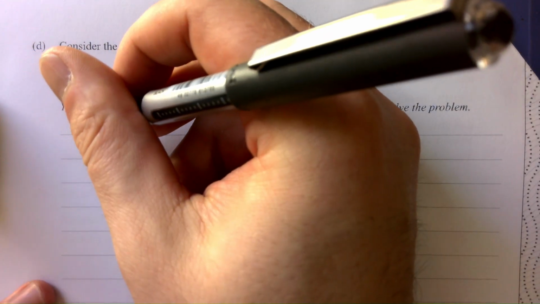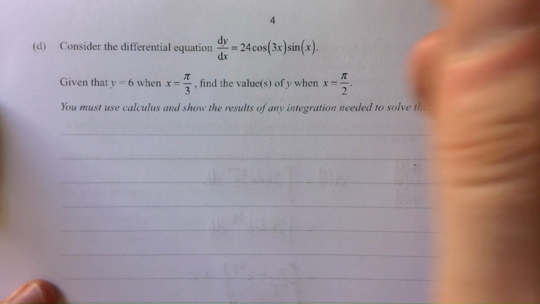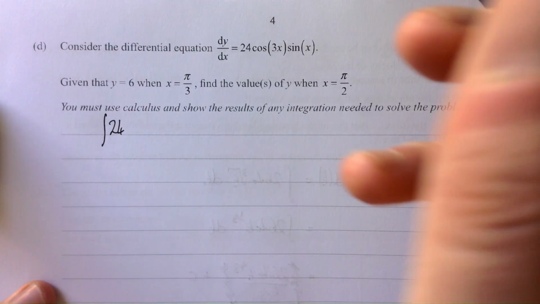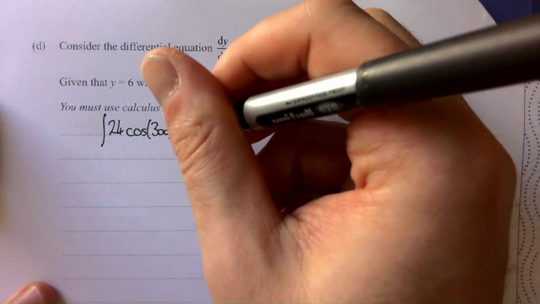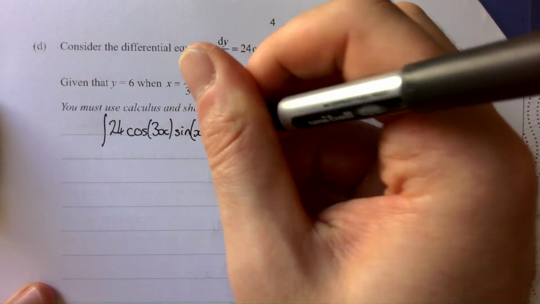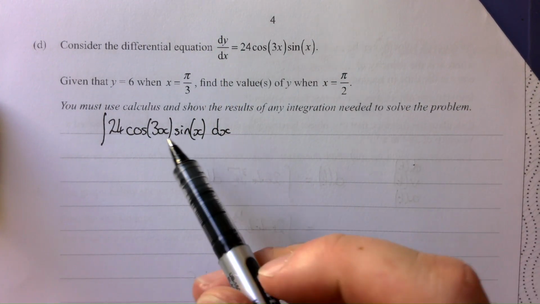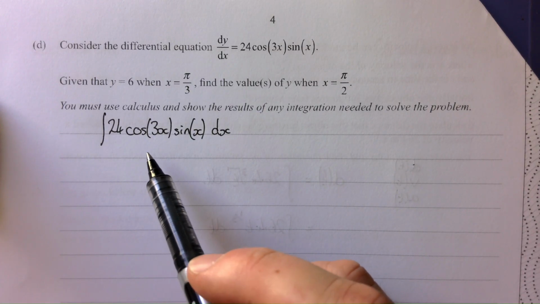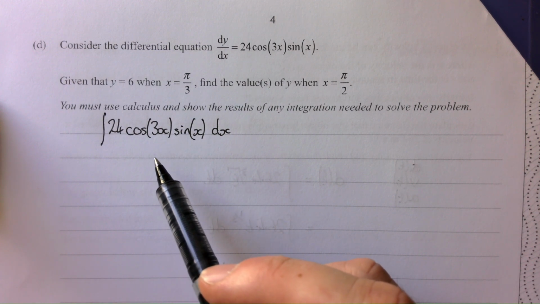And so we are going to be performing the integration of 24 cos 3x sine of x with respect to x. Now, this is not doable for us. And so, again, if you ever have these weird combinations of sine and cosine terms, always look at your resource sheet for one of the trig identities.